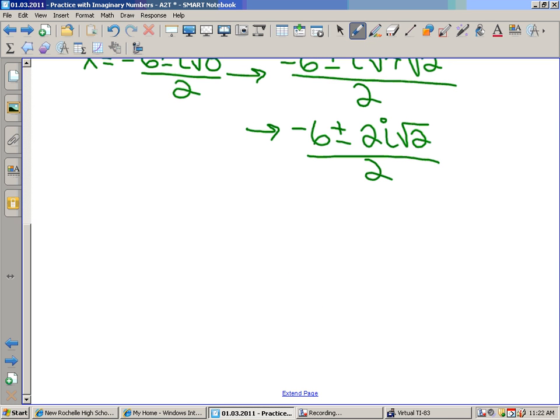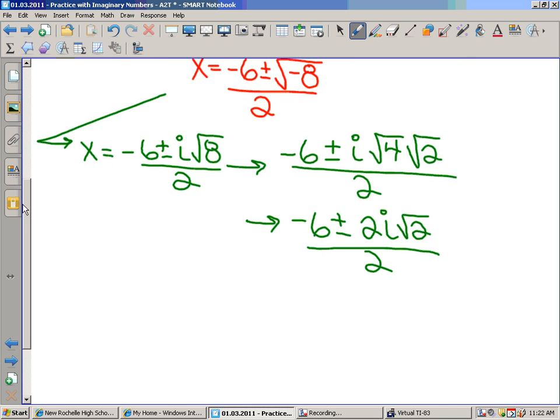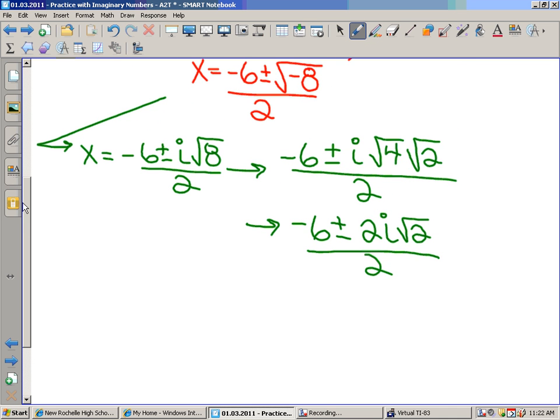Okay. And then here we go. Are we done? Of course not. You're not done, because now we can reduce. This goes into itself once. This goes into itself once. 2 goes into 6 3 times. So our final answer is x equals negative 3 plus or minus i square root of 2. You could also say 1i if you really want to. And that's our final answer.